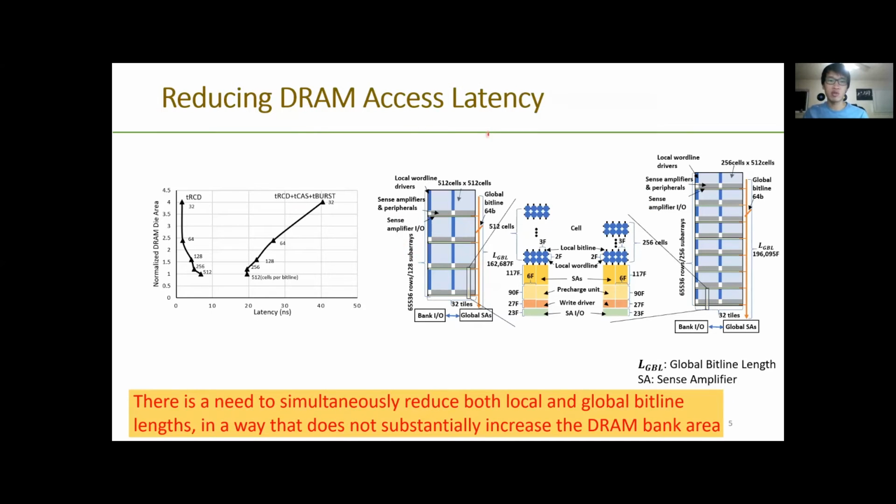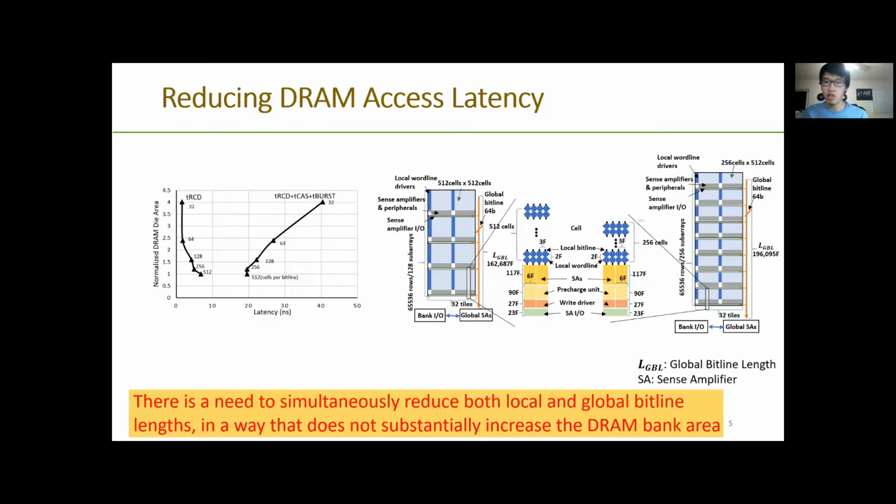So one way to reduce the latency is to reduce the length of the local bit line. The figure here shows a DRAM bank that contains 512 cells per bit line in each subarray. Zooming in on the tile, you can see the bit lines connect to the local sense amplifier, the precharge unit, write driver, and the sense amplifier I/O. The total length of this circuit block is about 1/4 of the bit line.